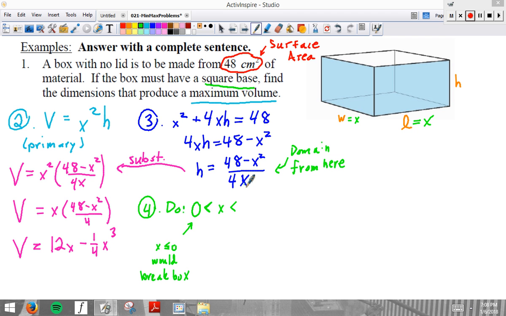If x were 1,000,000, our denominator would be fine. But what about our numerator? Our numerator would be 48 minus a really, really big number. So our numerator would be negative. And we just talked about how side lengths can't be negative.